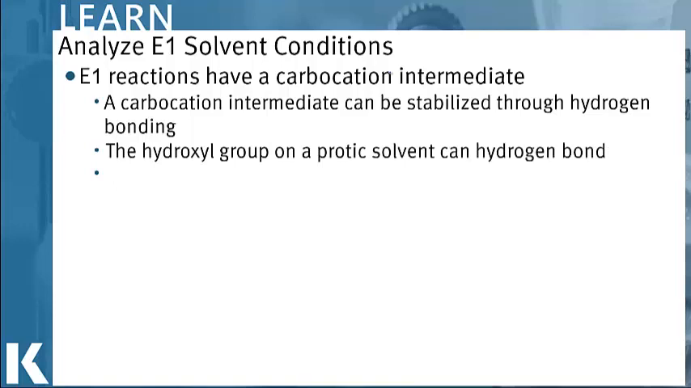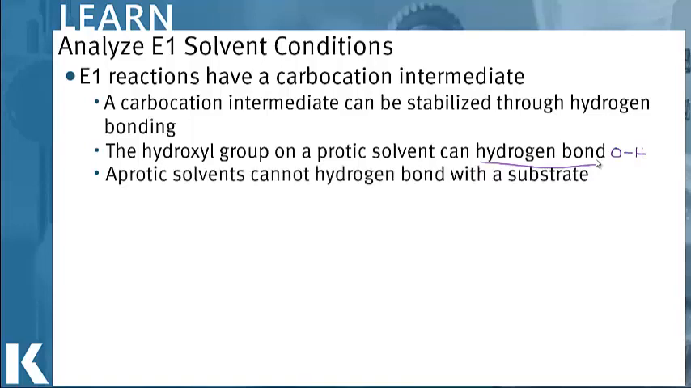In our protic and aprotic solvents video, we discussed that a hydroxyl group can hydrogen bond. So on a protic solvent, the hydroxyl group, the hydrogen, can indeed hydrogen bond. Aprotic solvents cannot hydrogen bond with the substrate, which means they cannot stabilize the substrate. A common example of an aprotic solvent would be DMSO. Notice here that this is aprotic because there is no hydrogen that is attached to an oxygen.